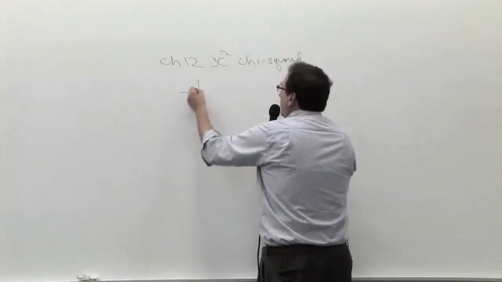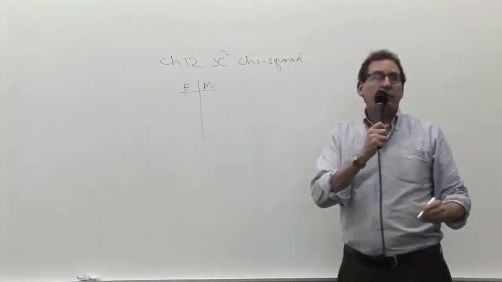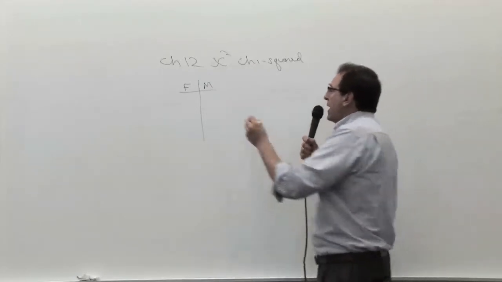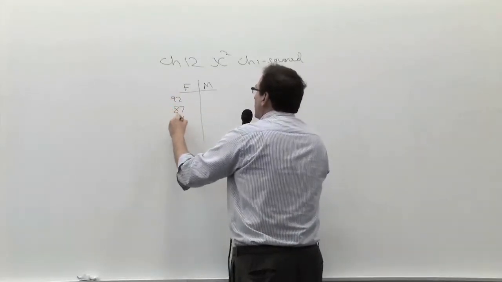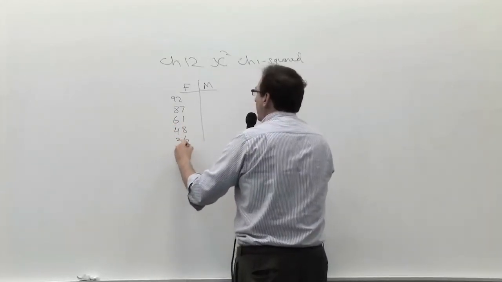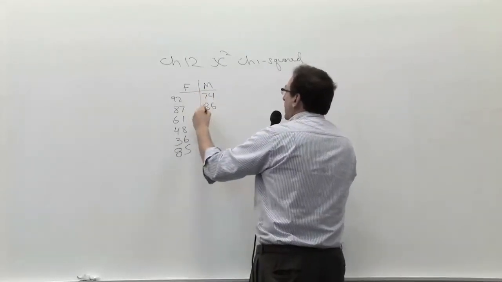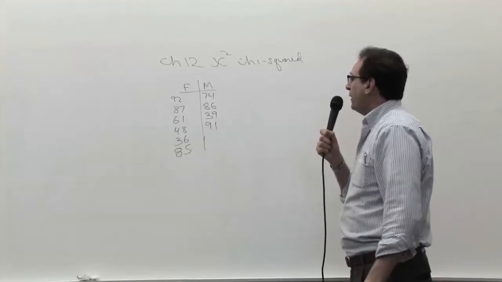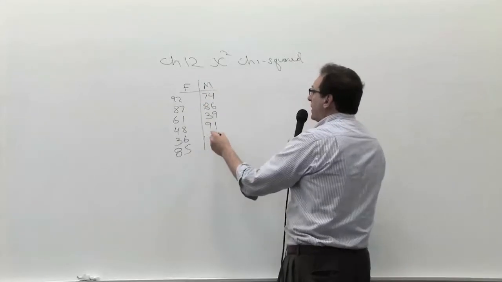To go back to material that we've had before, let's say you want to compare the grades of two groups of people in a class or a population, and you take a sample of, let's say, females versus males. The female grades on a test were 92, 87, 61, 48, 36, and 85. And the male group tests were 74, 86, 39, 91. So we have 6 females, 4 males, and these are the grades.